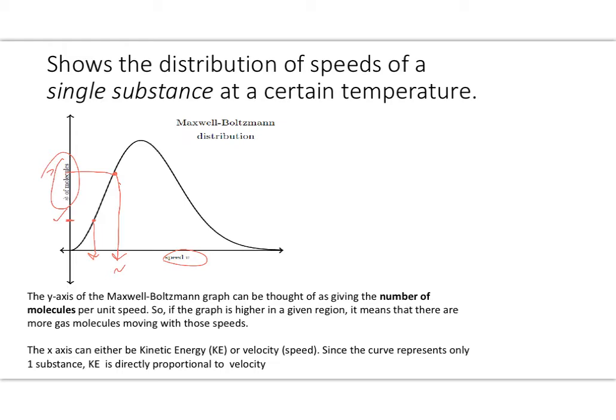And so where is the most likely speed that molecules that are represented by this curve have? What is the most likely velocity? Well, the most likely velocity is the velocity at which there are the most molecules, right? Which is the peak of the curve, okay? So the peak is always the most likely velocity because it has the most number of molecules at that speed, okay?